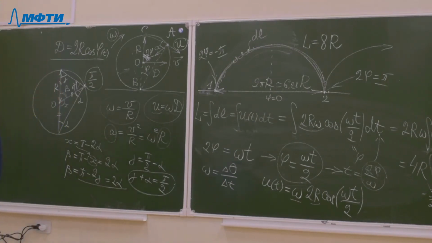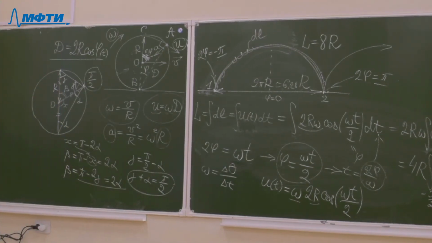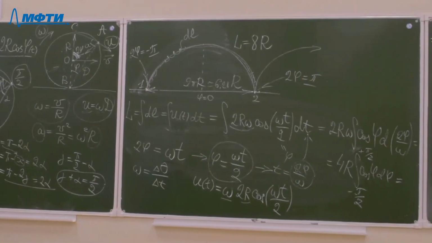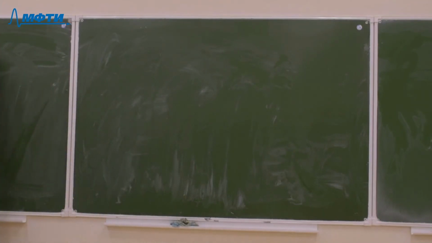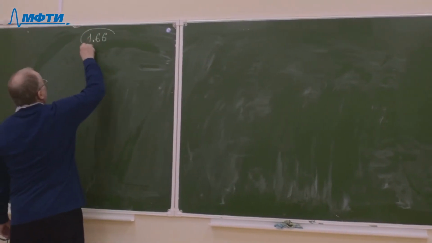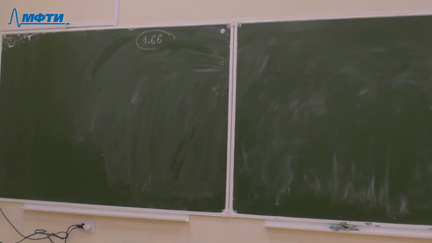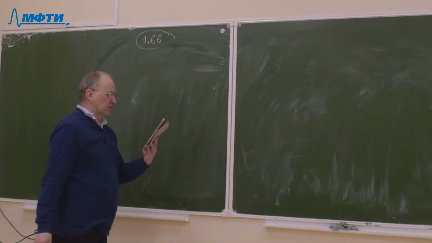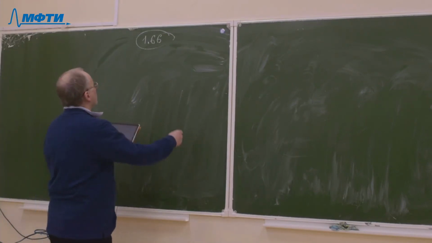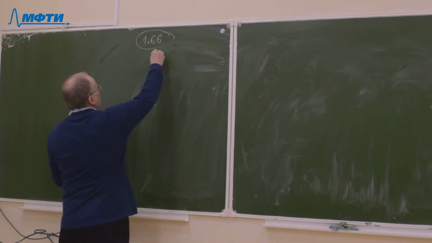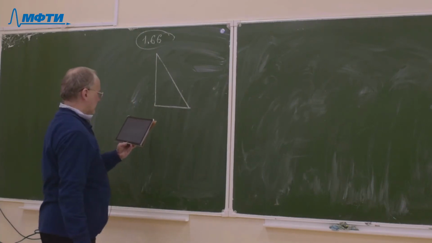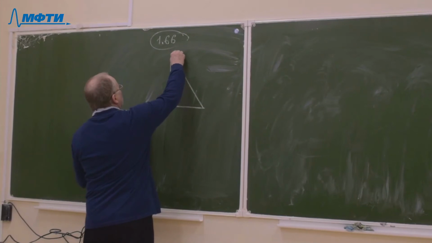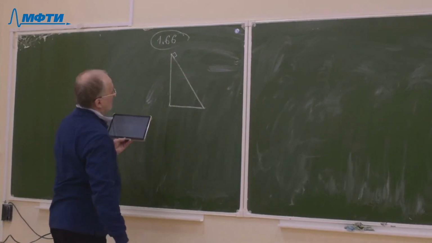Next, we consider problem 166. So problem number 166. A small body A starts sliding down from the top of a wedge. So we have a wedge and a small body here starts sliding down.